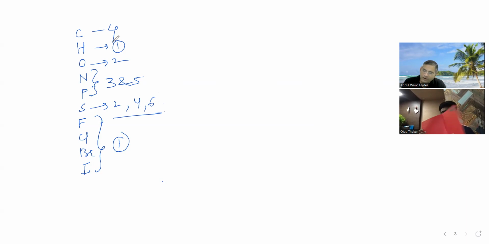So see here, in organic chemistry, the valencies of these 10 elements are very, very important. We should know the valencies of all these 10 elements. Valency of carbon is 4. Hydrogen, fluorine, chlorine, bromine, iodine are 1. Oxygen is 2. Sulfur is 2, 4, and 6. Nitrogen and phosphorus are 3 and 5. Without knowing this, you can't manage organic chemistry. That's very important. We have to remember all this.